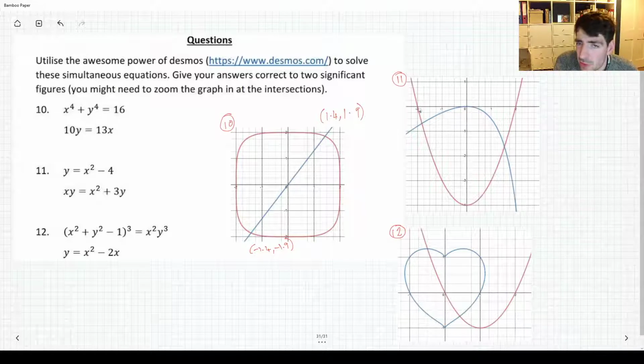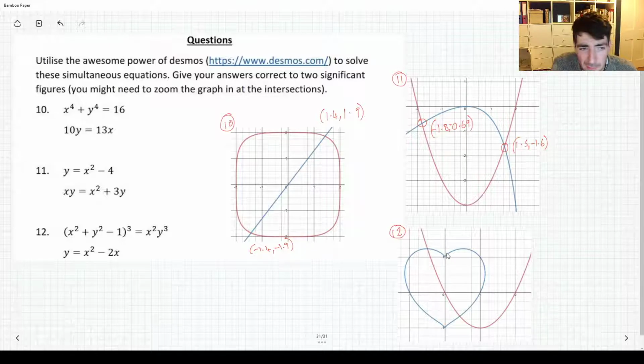Number 11, you've got a quadratic parabola and then this slightly more strange curve. So this one, the two intersects were at minus 1.8 and 0.69, and this one here was 1.5 and minus 1.6. I think this one's minus 0.69 as well, sorry about that.